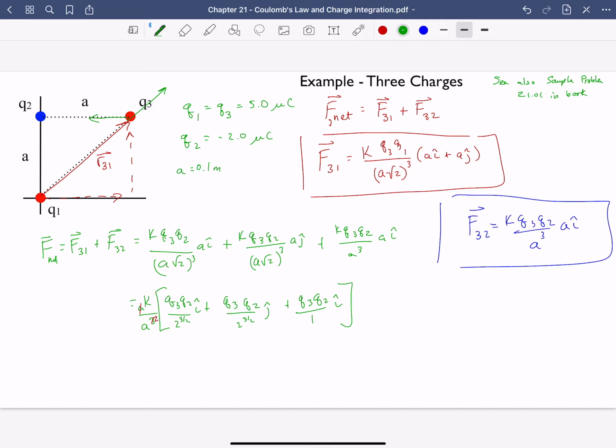Now, of course, we need to get the I hats together. There's no other J hat terms. So let's go ahead and do that. I've got K over A squared. And let's see here. This is going to be the I hats. Q3, Q2. Oh, I can also take out a, no, I can't. All over 2 to the 3 halves plus Q3. Man, I am just making mistakes all over the place, aren't I? These aren't 2s. These are 1s. There we go.